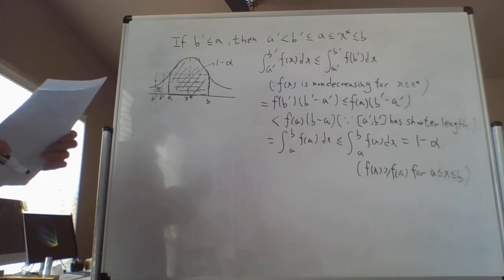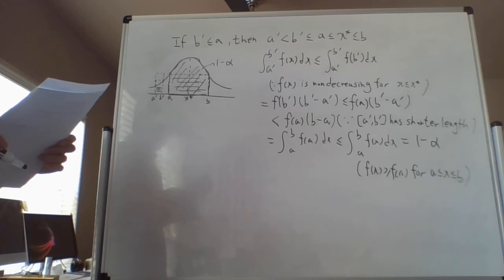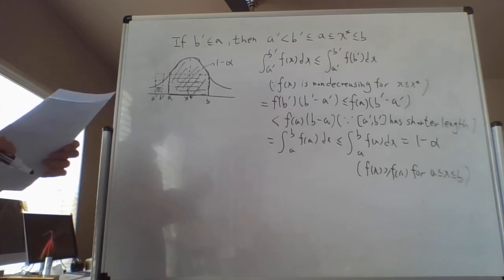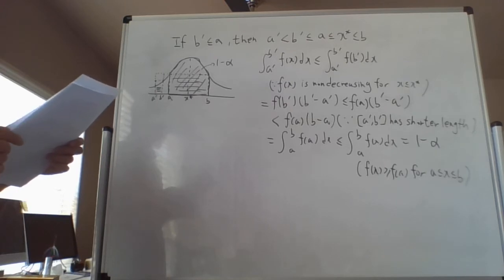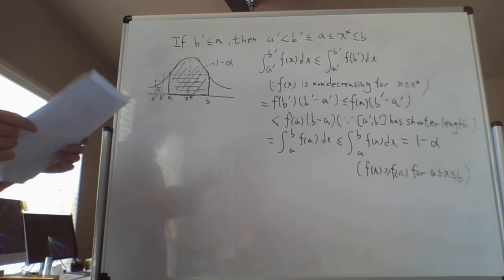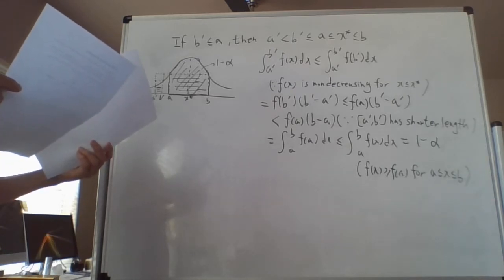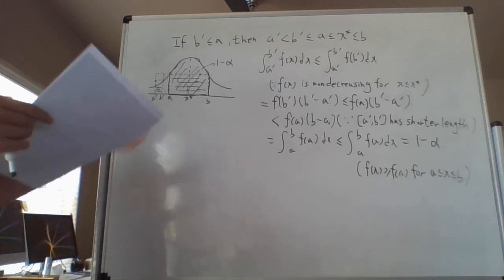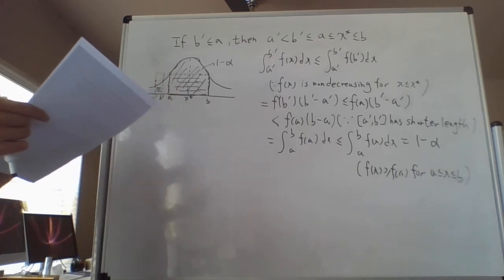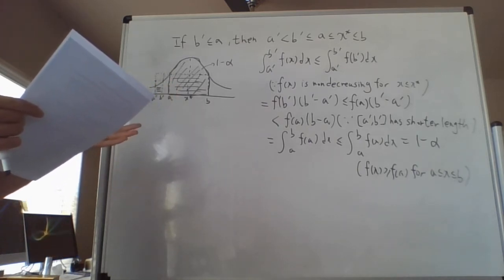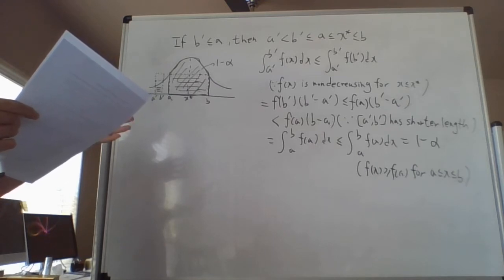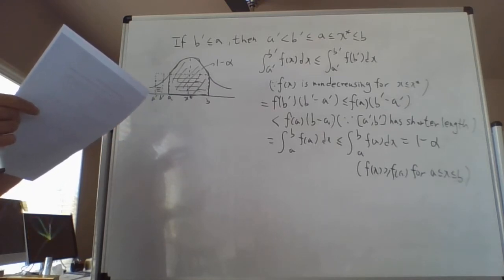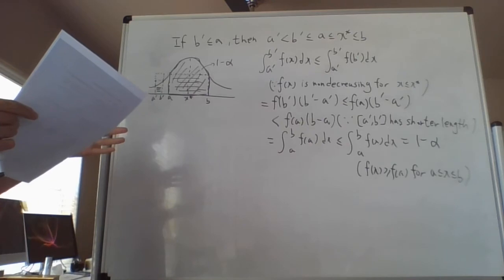So the coverage based on a prime and b prime is less than or equal to 1 minus alpha. So in this case, the interval based on a and b is the shortest among intervals that satisfy 1 minus alpha, because for an interval shorter than a and b, a prime b prime does not have the coverage 1 minus alpha.